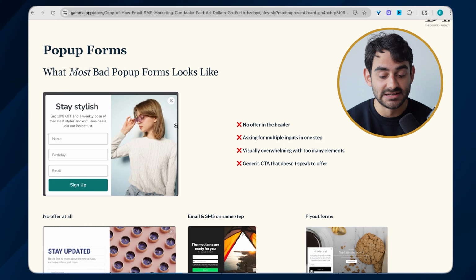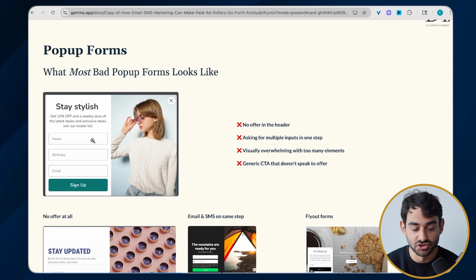Next, most bad forms are asking for multiple inputs in one step. So here, when you're asking for a name, birthday, and email in one step of the form, that's a lot of friction compared to just asking someone for their email, and this causes people to bounce off the form. Next up, it's visually overwhelming. There's just too many elements in place. And then finally, there's a generic CTA that doesn't speak to the offer.